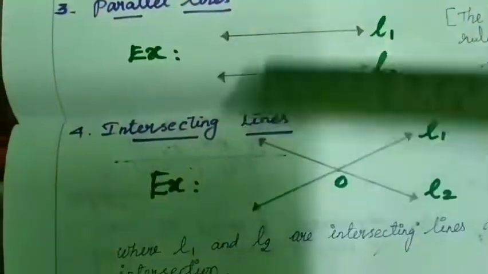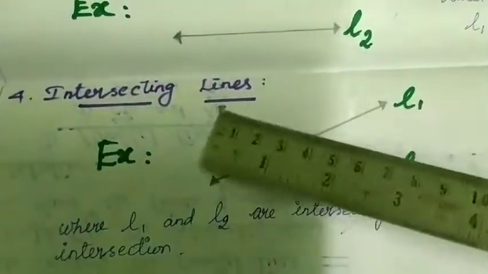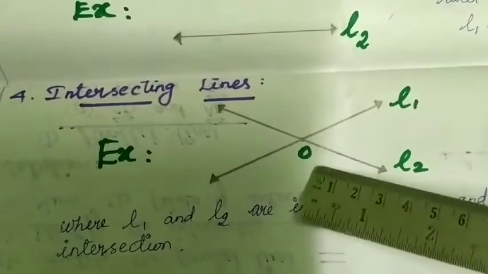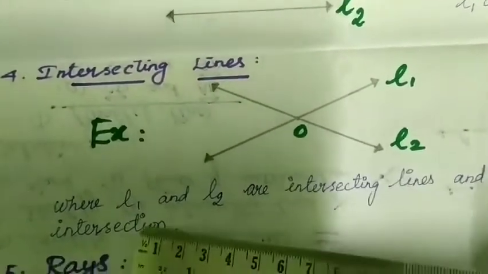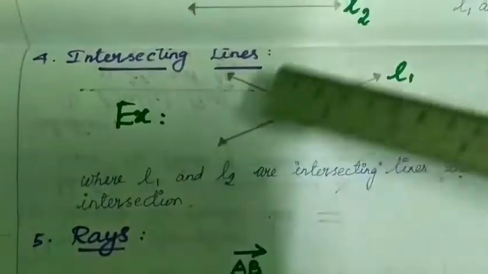Go to the next one, intersecting lines. You can see that very easily, the two lines intersect each other at the point O. So L1 and L2 are intersecting lines and O is the intersecting point.